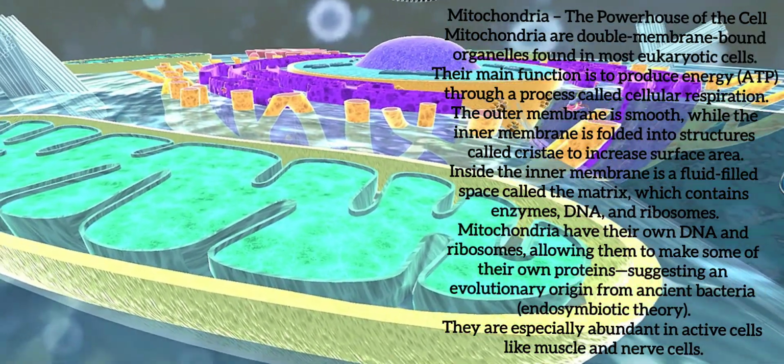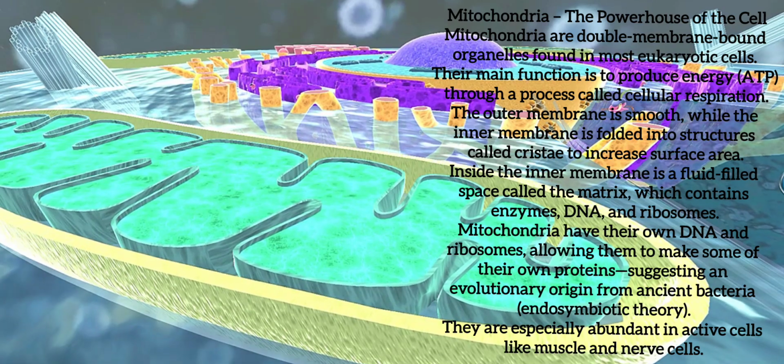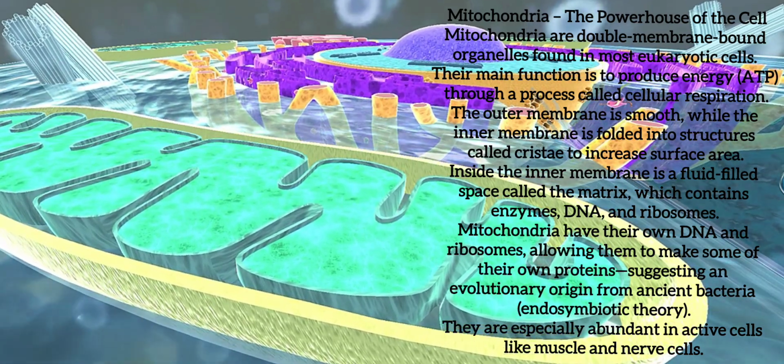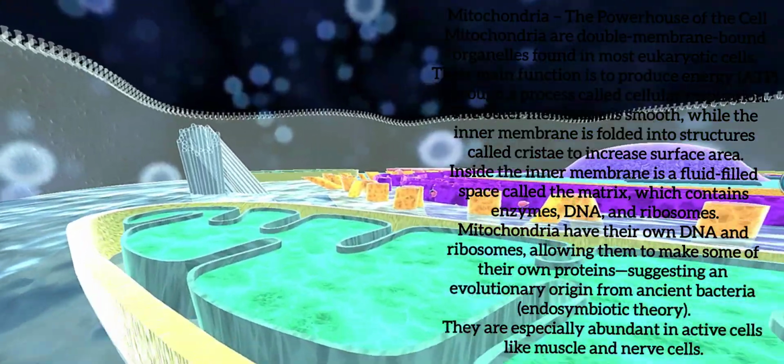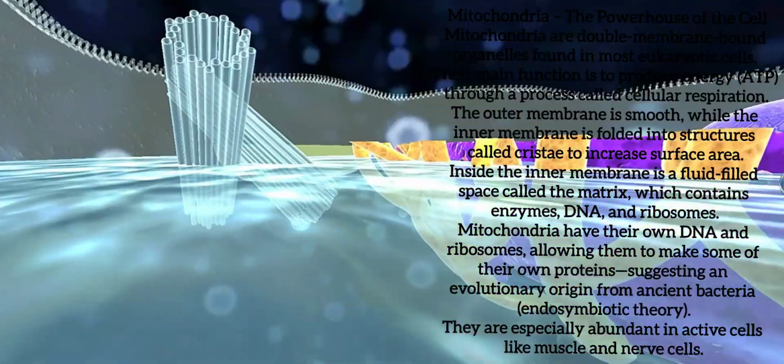Mitochondria have their own DNA and ribosomes, allowing them to make some of their own proteins, suggesting an evolutionary origin from ancient bacteria, the endosymbiotic theory. They are especially abundant in active cells like muscle and nerve cells.